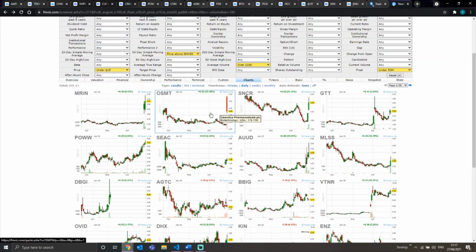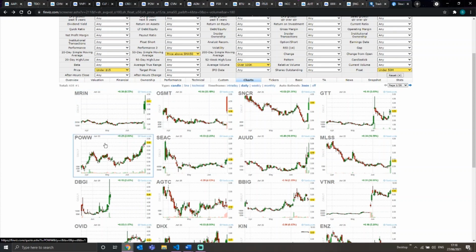Same with these ones where it's already gapped up. We don't want to be trying to buy into something that's already had its move. We want to be selling to the people that are buying up in these areas and trying to day trade. We want to give them our shares, and we've already locked in our gains.